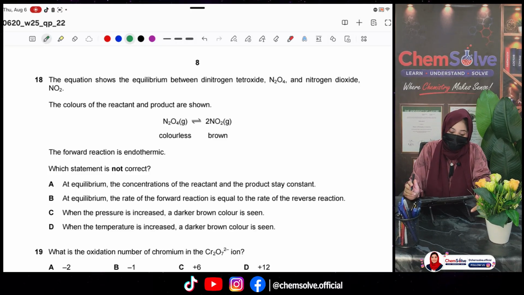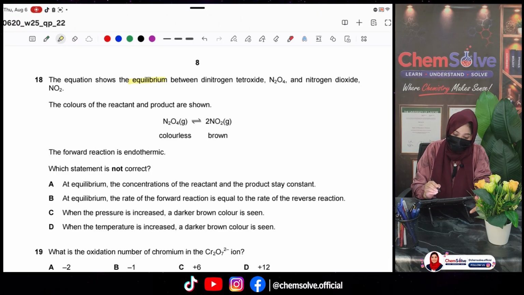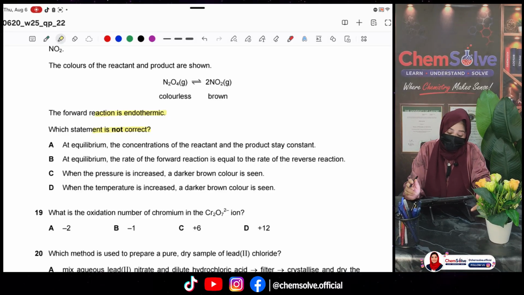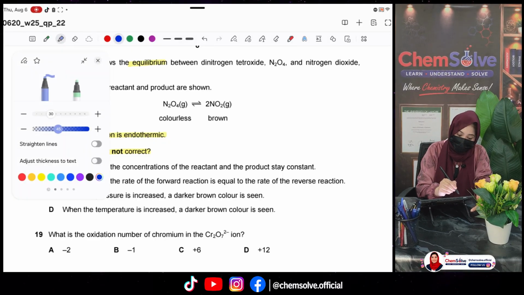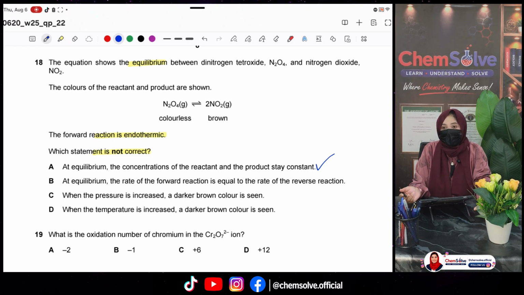The equation shows the equilibrium between dinitrogen tetroxide and nitrogen dioxide. We have to look at the equilibrium question. The forward reaction is endothermic. Which statement is not correct? So look at the options. At equilibrium, the concentration of the reactant and the product stays constant. So this is the correct statement. But we have to choose the statement that is incorrect. But this statement is correct. So this is clearly not our option.